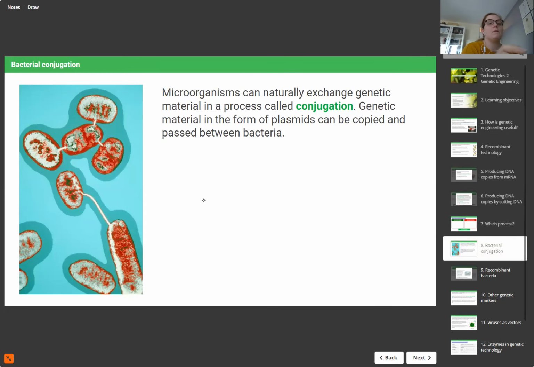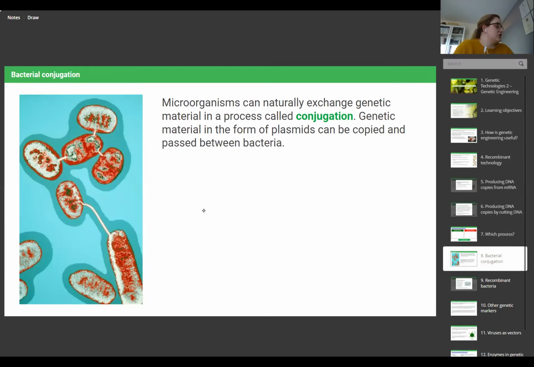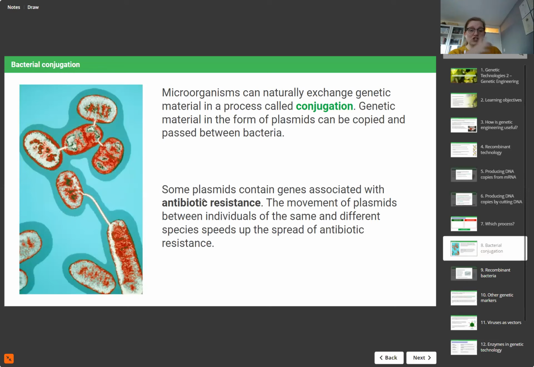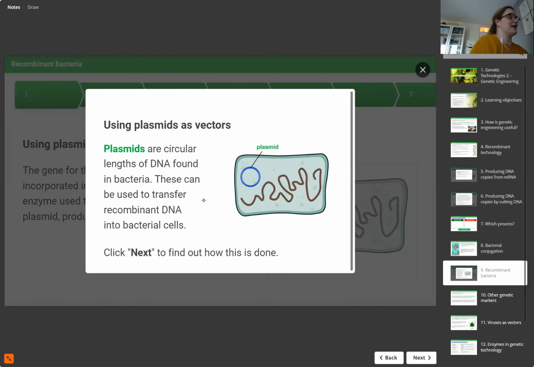So we have something called bacterial conjugation. And we've used this knowledge actually to help us a lot with genetic technologies. So microorganisms can naturally exchange genetic material, and that's in a process called conjugation. Genetic material in the form of plasmids can be copied and passed between bacteria. So some plasmids can contain genes associated with antibiotic resistance. And as those plasmids move between individuals of the same and different species, it speeds up the spread of that antibiotic resistance. So what we're going to have a look at now is recombinant bacteria.